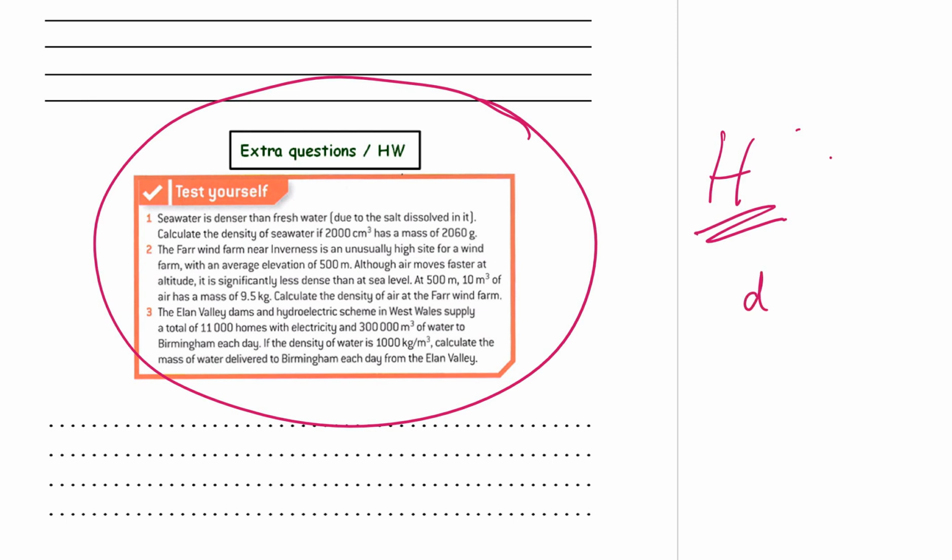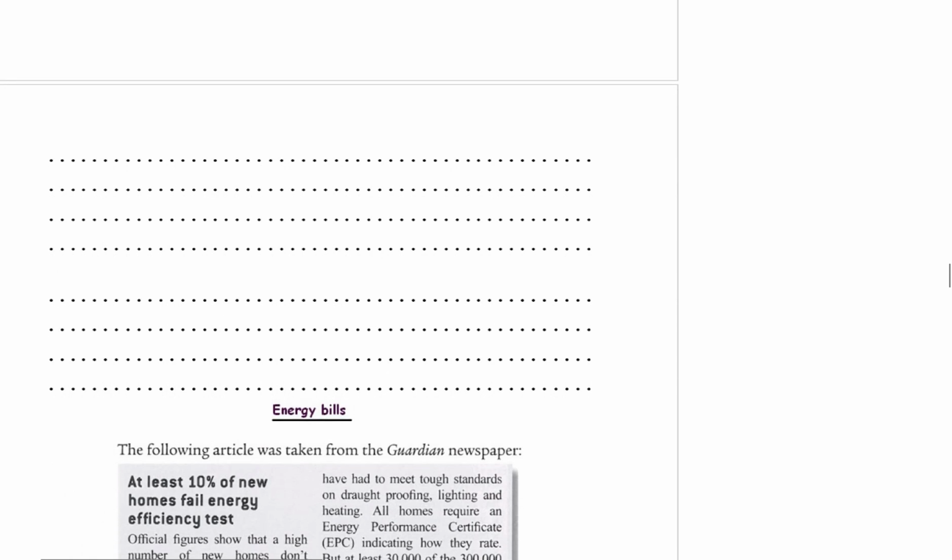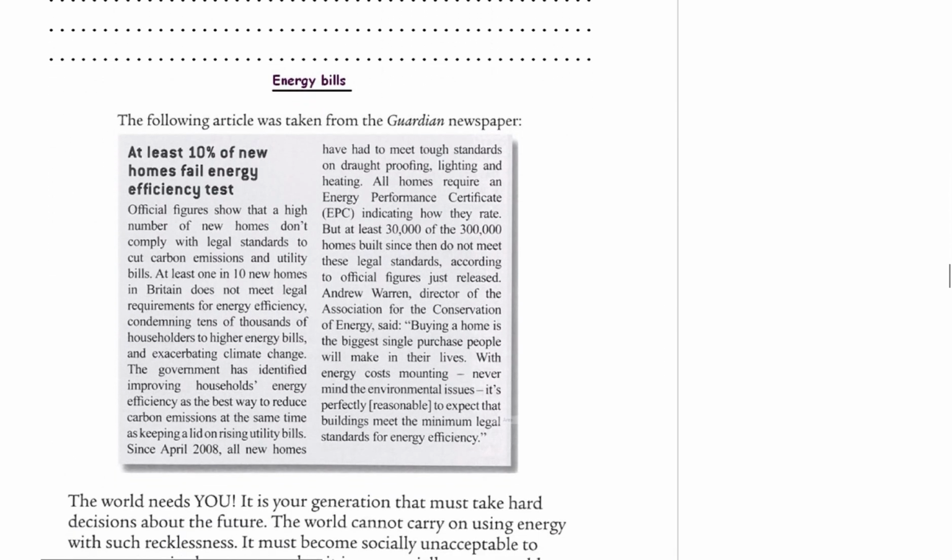Remember that density equals mass divided by volume, or volume equals mass divided by density, or if you need to isolate mass, mass equals density times by the volume. Okay, so have a go at those. Moving on, pause the video if you need to, of course.